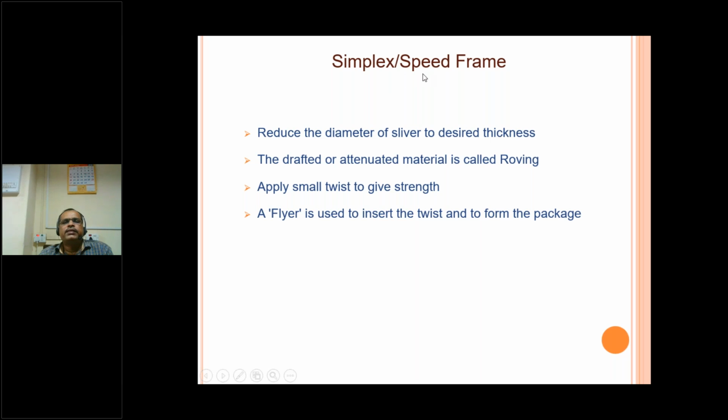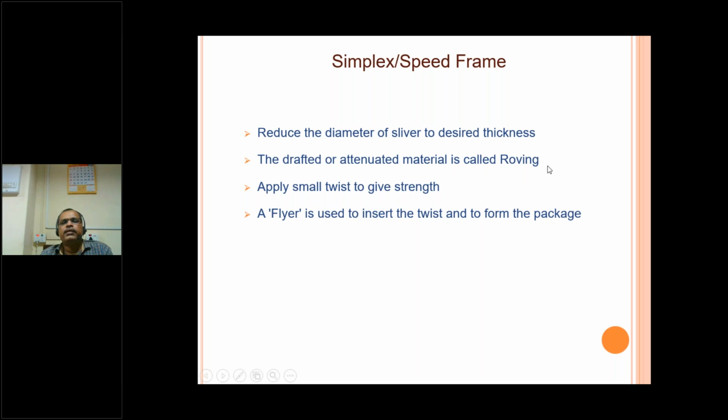Next process is the simplex or speed frame. The speed frame is a machine that also reduces the diameter of the sliver. If the sliver diameter is not suitable for the yarn diameter, then we need an intermediate step to reduce the diameter of the sliver to make it suitable for yarn making. Here also we can apply draft, again stretching and attenuation, to improve the parallelization.